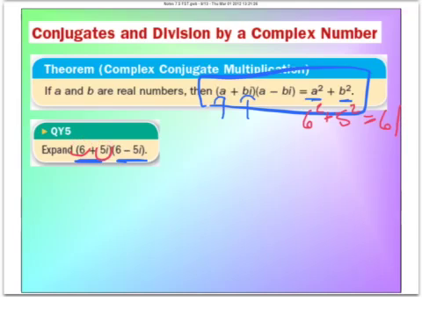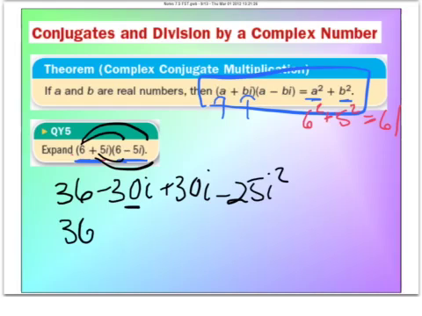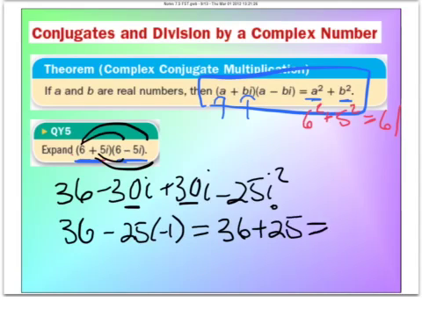If I do the 61, I'm going to multiply all this through. So it's going to give me 36 minus 30i plus 30i minus 25i squared. These two i's here cancel out. The i squared is the number -1. So it's really 25 times negative 1, or 36 plus 25, which is the 61. So again, this will work every single time you multiply two numbers together that are conjugates of each other, which we're going to use in this next example.